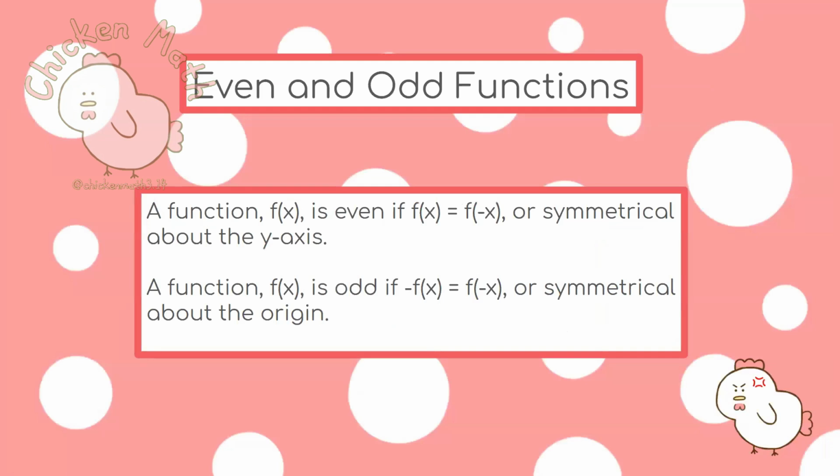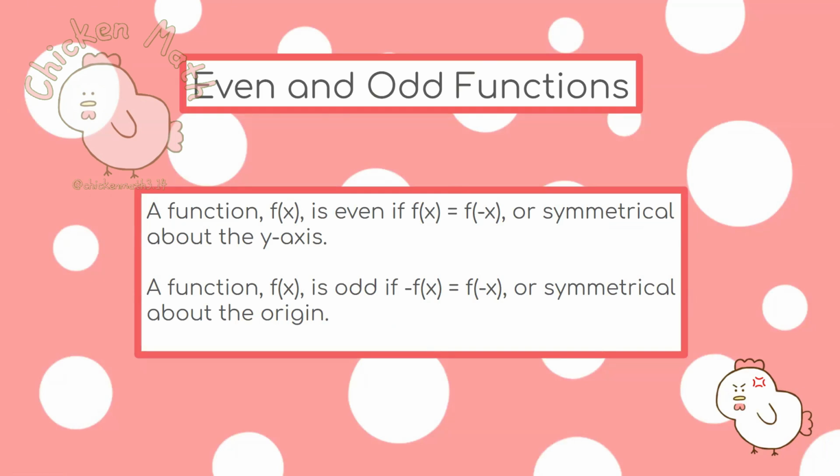Next, we have even and odd functions. Now, a function is even if, let's say f of x is our function, f of x equals f of negative x. This also means that it is symmetrical about the y-axis. And a function is odd if negative f of x equals f of negative x. And that also means that the function is symmetrical about the origin.